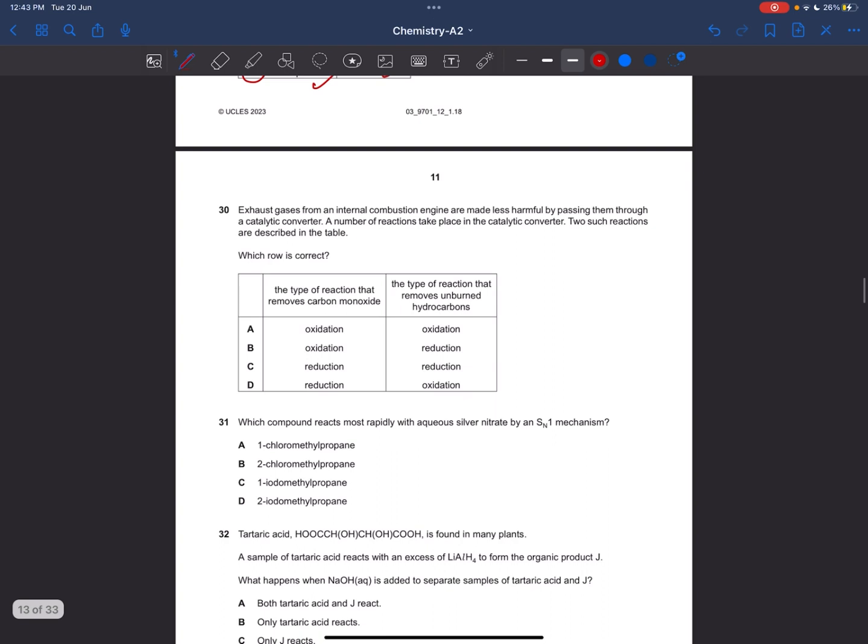If we talk about 30, exhaust gases from internal combustion engine are made less harmful by passing them through a catalytic converter. A number of reactions take place in the catalytic converter. 2 such reactions are described in the table. Which row is correct? The type of reaction that removes carbon monoxide. Okay, so that is basically oxidation. Alright, because carbon monoxide and nitrogen monoxide react to form N2 plus CO2. So basically this is oxidation. The type of reaction that removes unburned hydrocarbons, this is also oxidation. So A is the answer.